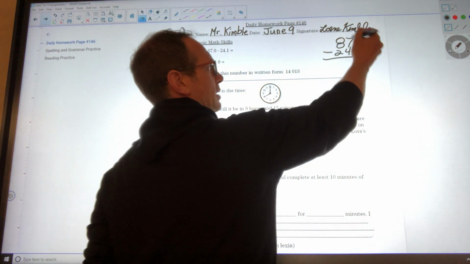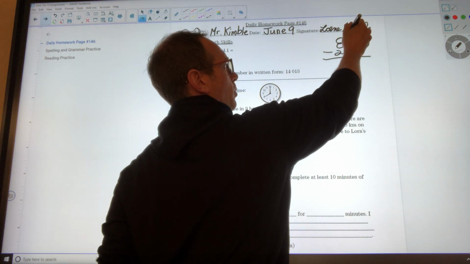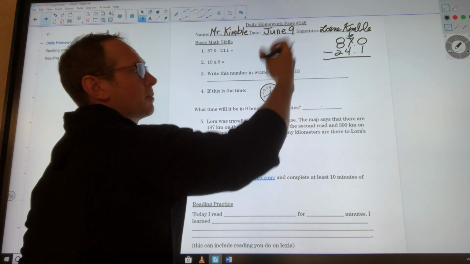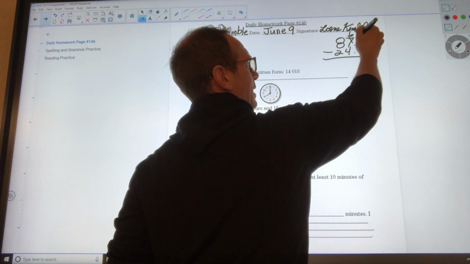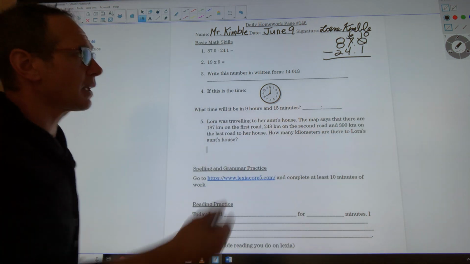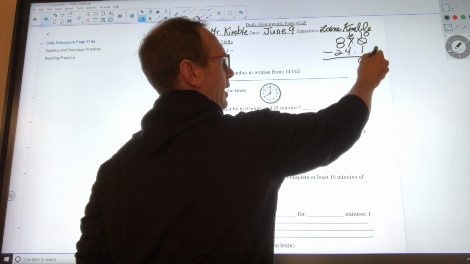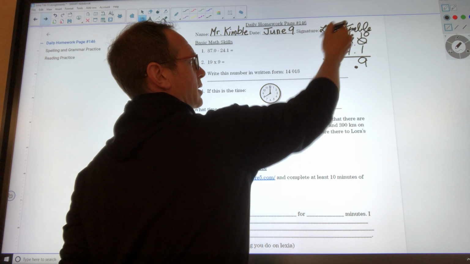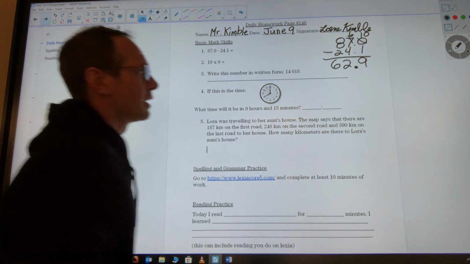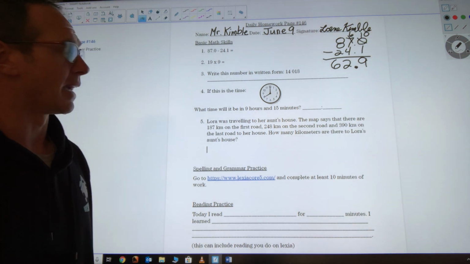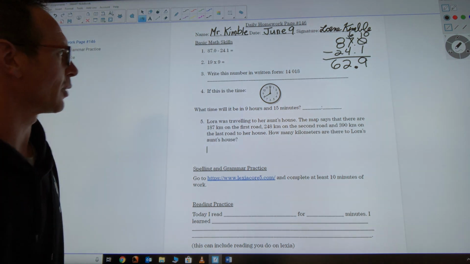So I have 0 minus 1, so I'm going to borrow from the ones place, take the 1 and move it over, so now there are 10 tenths. Now, 10 minus 1 is 9, so that's going to leave me with 9 tenths. Now, 6 minus 4 is 2, and 80 minus 20 is 60. So 62.9. So I think that was close to our estimate. I can't remember what it was.